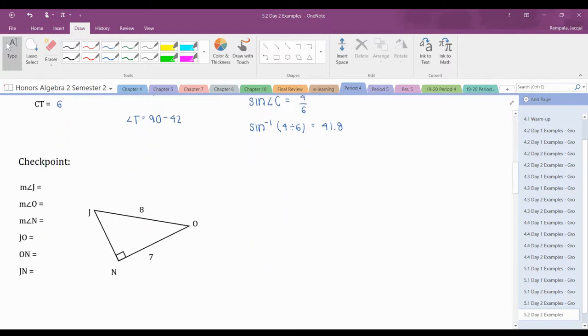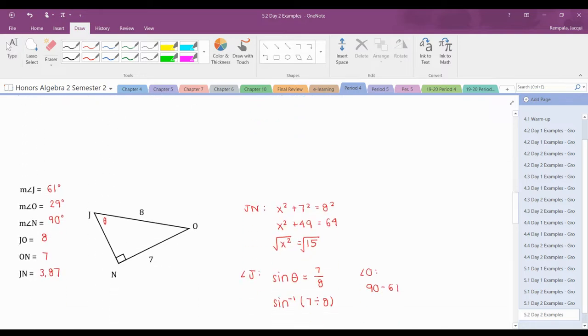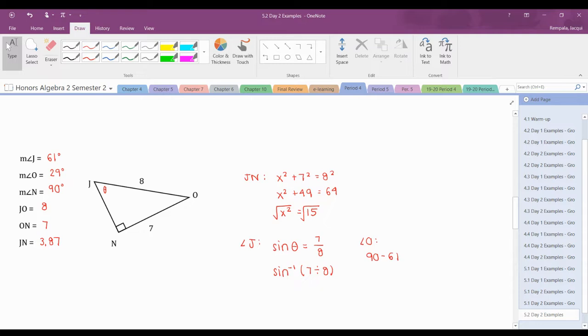Okay, so pause the video and see if you can do this checkpoint problem. Okay, so hopefully these were the values that you got. So we should have gotten a 61-degree angle, a 29-degree angle, and then the other side, when we rounded to 2 decimal places, was 3.87.